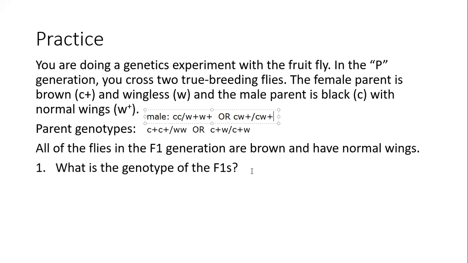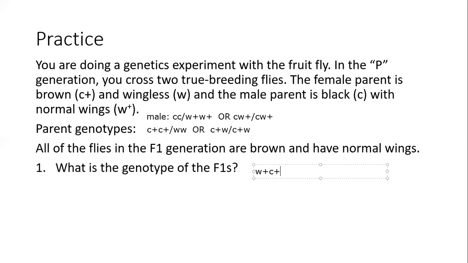And so what happens when you have these true breeding parents together, whether the female is true breeding for both, like it has wild type for both, or mutant for both traits, it doesn't matter. If you do the Punnett square on these two, you'll still end up with the double heterozygote that we like to see for these problems. So you'll end up with something like W plus C.